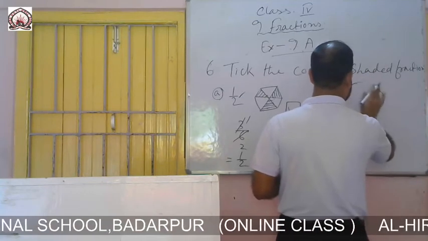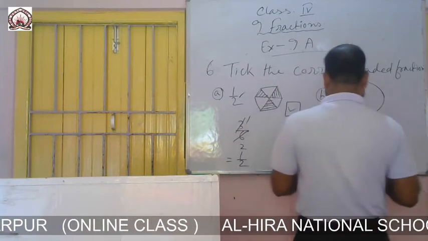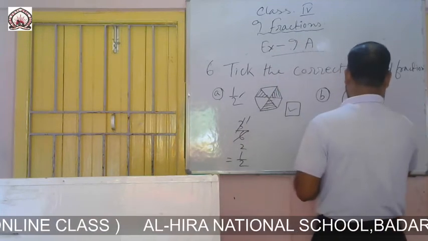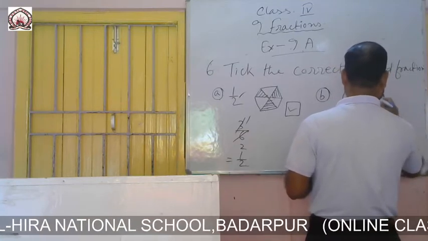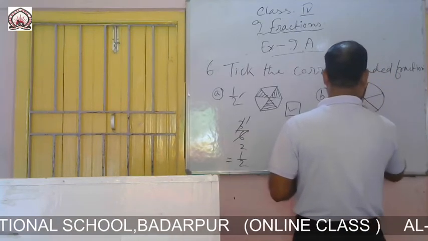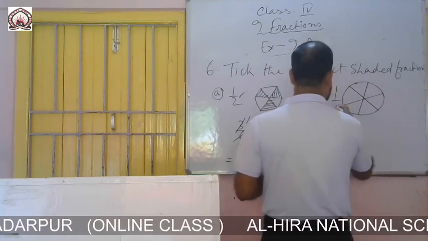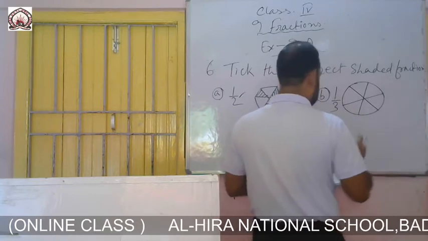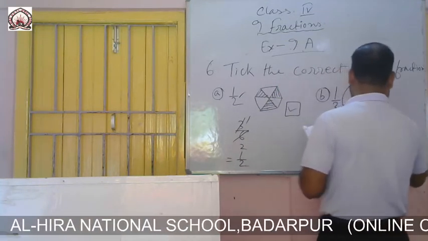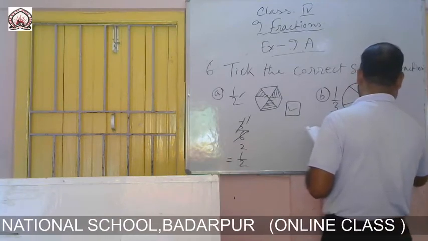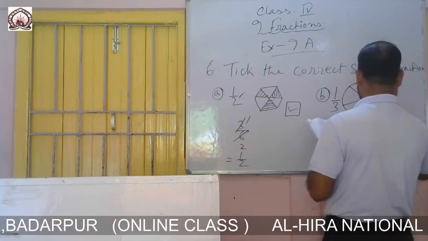Circle is there. This circle is divided into 6 equal parts. One, two, three, four, five, 6. But the fraction written here is 1 by 3. And out of 6 parts, 4 parts are shaded.